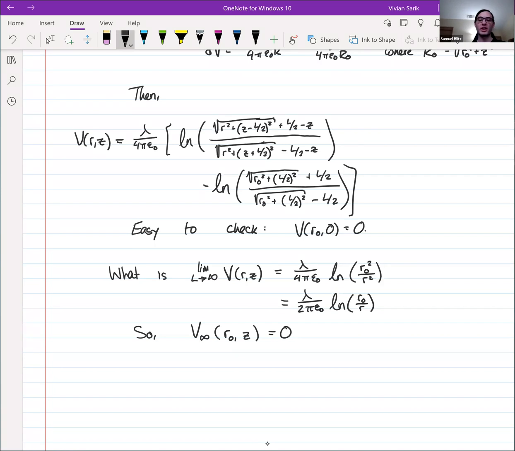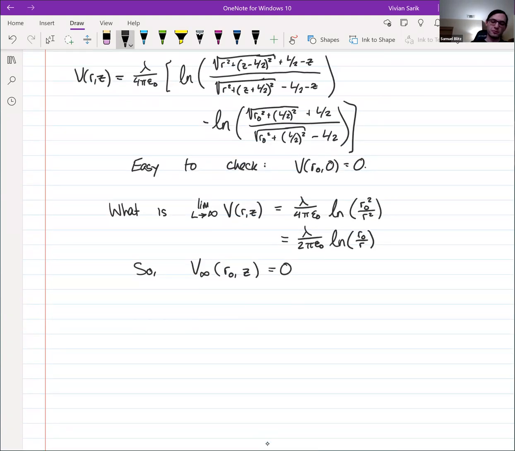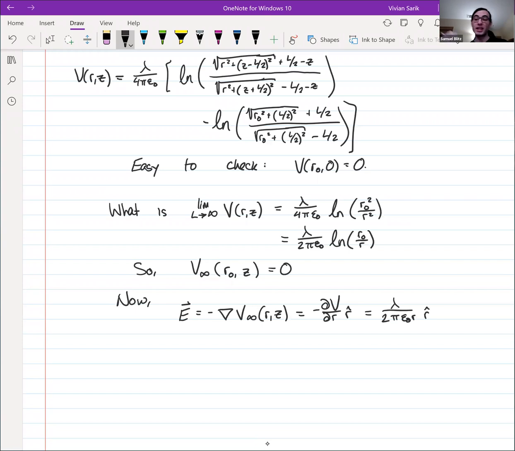And so now we can evaluate the gradient of that to find the electric field. The electric field is negative the gradient of, say, v infinity of r and z, which is just negative dv dr in the r hat direction because it has no z dependence anymore. And hopefully you guys know your derivatives of logs. This is just lambda over 2 pi epsilon naught r in the r hat direction. And that is the answer we got for an infinite line charge in the past.